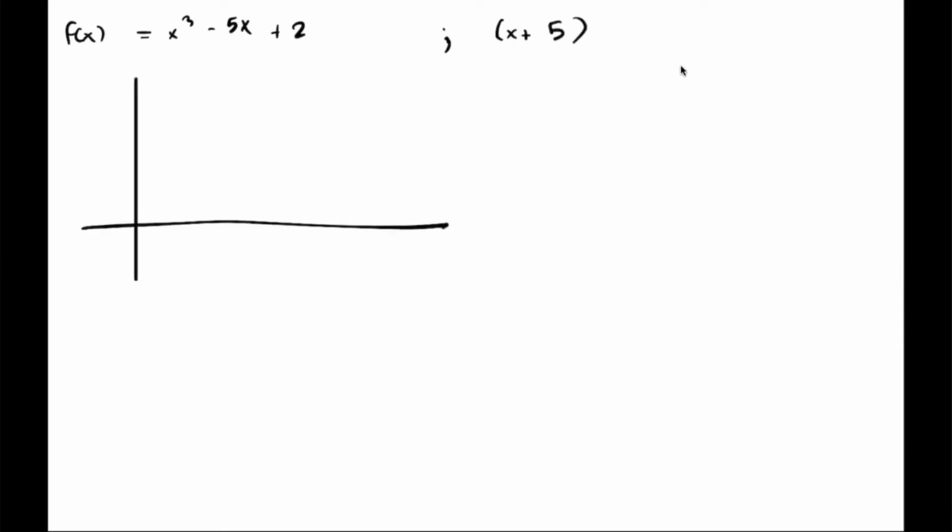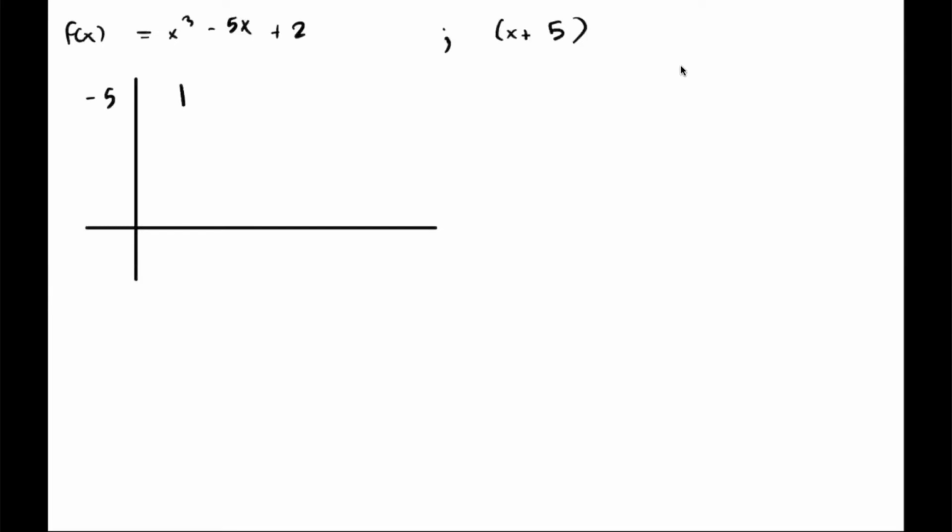Let us do another example. Let us do, for example, f of x equals x cubed minus 5x plus 2. And let's say it is also divided by x plus 5. The same exact thing. X plus 5. So synthetic division. So here, negative 5. Then here, we write 1 for the coefficient of x to the power of 3.